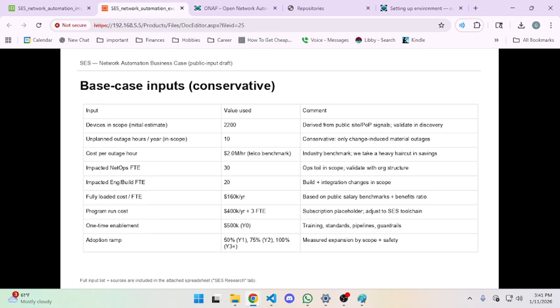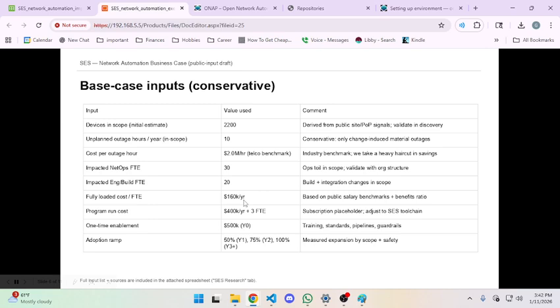Wait, how are we freeing up that cost without firing anyone? Yeah, great question. So when we talk about freeing up that cost, we're not talking about getting rid of people. We're talking about freeing up their time.